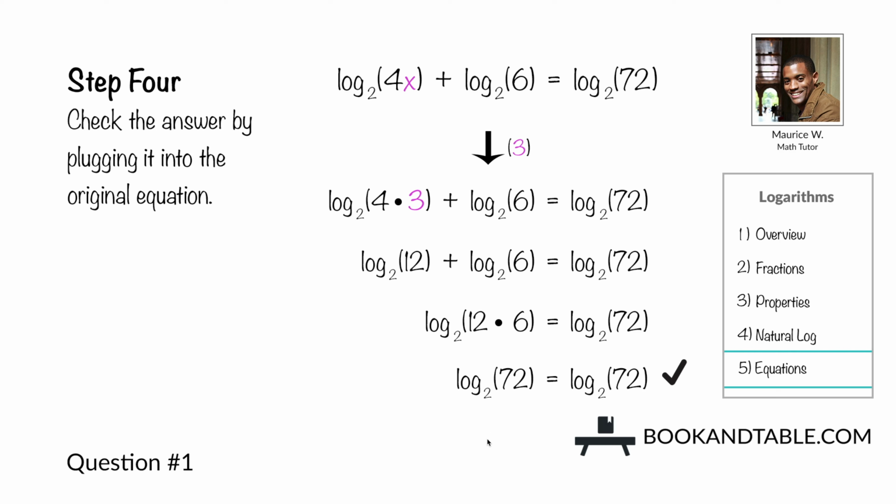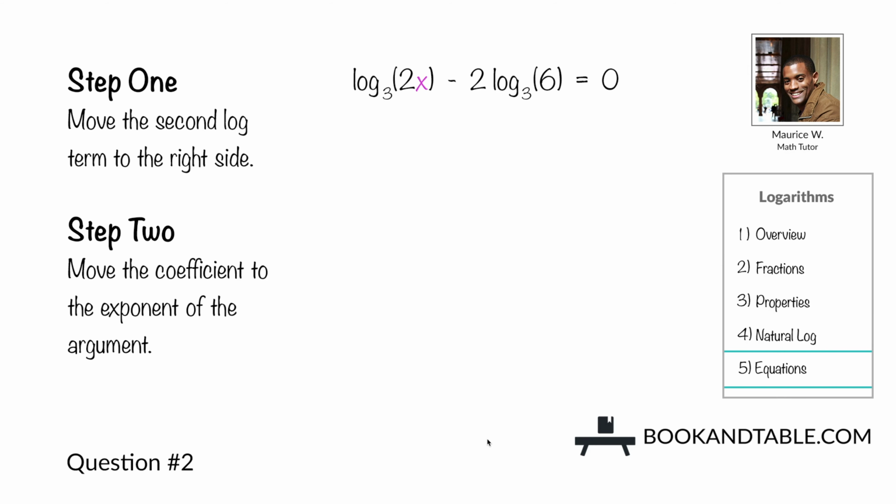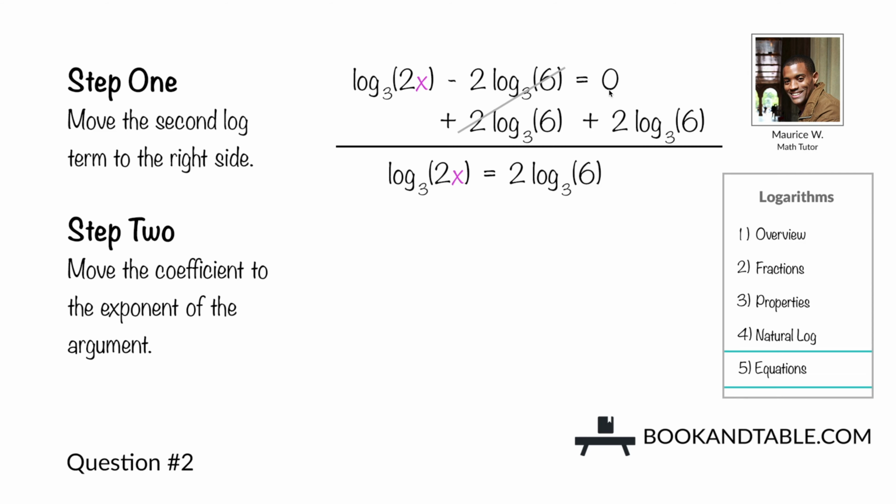That is the answer to question number 1. Let's now have a look at question number 2. We were given the log base 3 of 2x minus 2 times the log base 3 of 6 is equal to 0. Step 1, we want to move the second log to the right side. So we add 2 times the log base 3 of 6 to both sides.